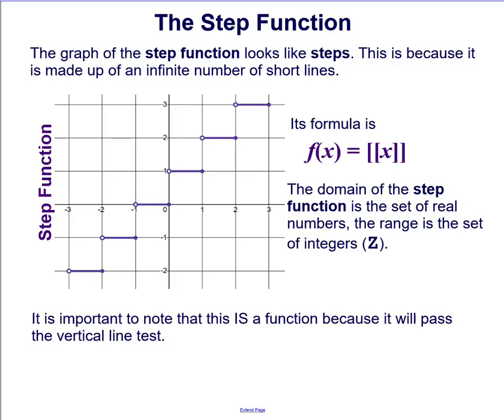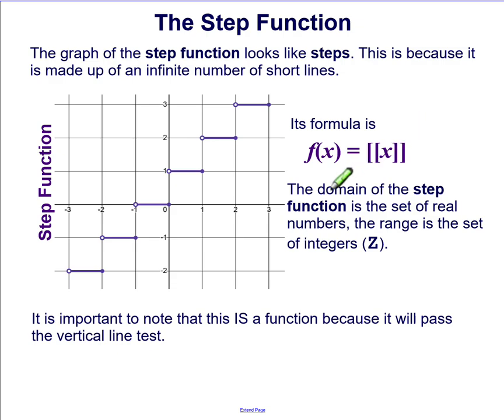Let's take a look at this graph a little closer. You'll notice that there are an infinite number of short lines going up on a diagonal through infinity, and each line begins with an open circle and ends with a closed circle. The formula for a step function is f of x is equal to x encased in double brackets. So when you see this notation here, you can say f of x is the step function.